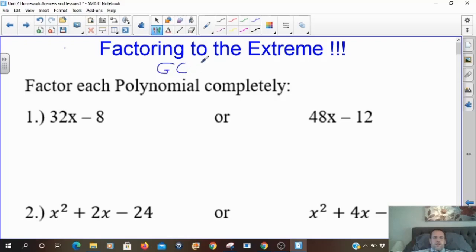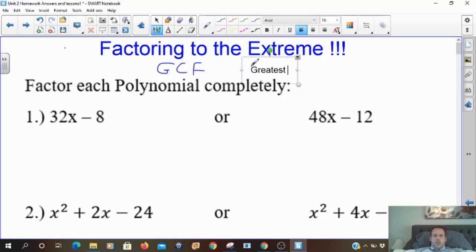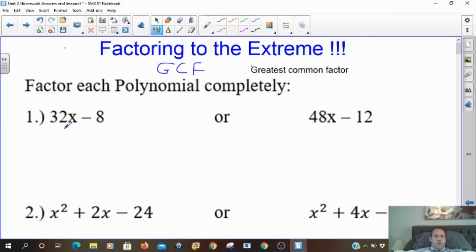So GCF is the greatest common factor, right? The greatest common factor. So between 32 and 8, they're both divisible by 2, but maybe 4, yep. But what about a bigger number? Oh yeah, 8. So we can go ahead and pull out.